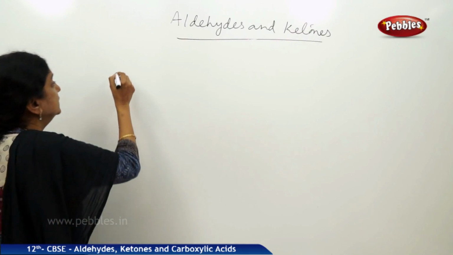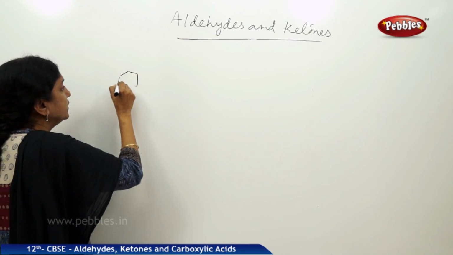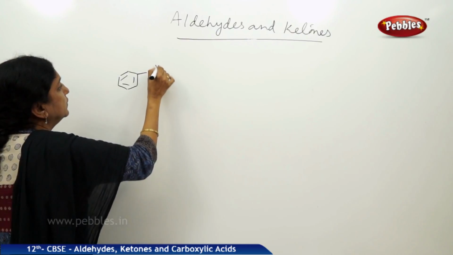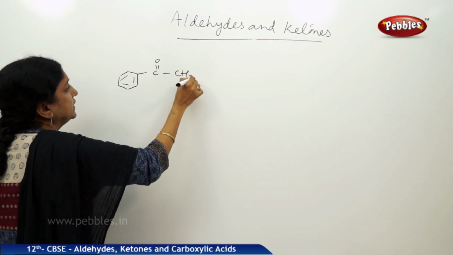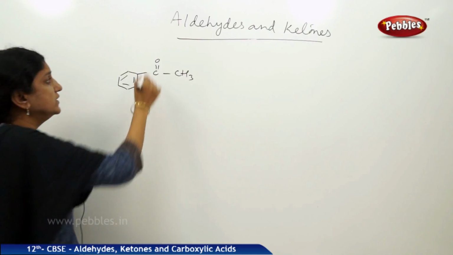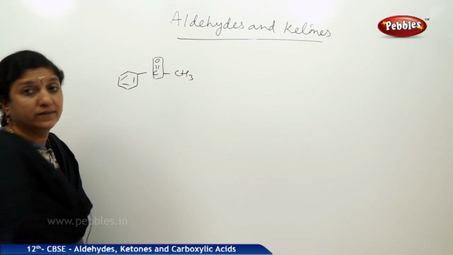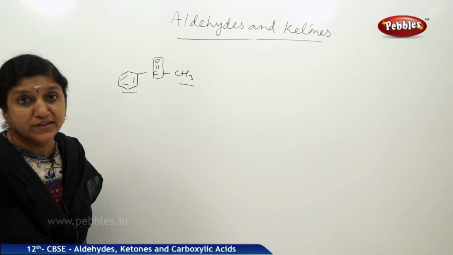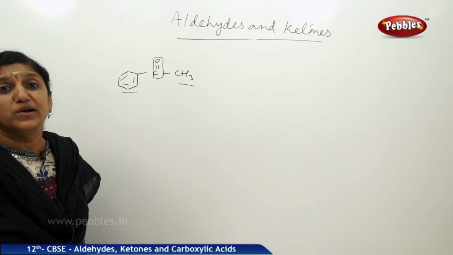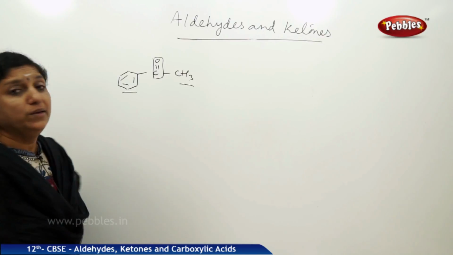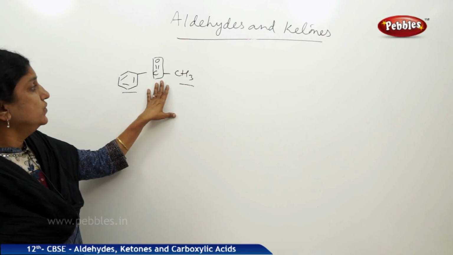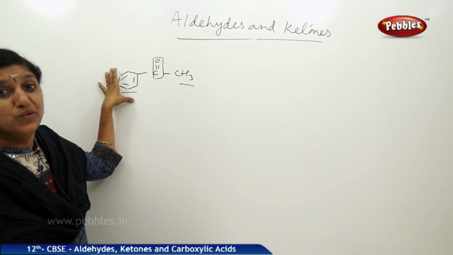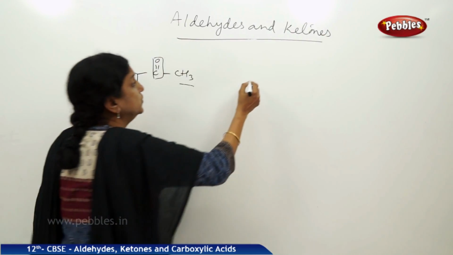For example, you can have a benzene ring and C double bond O and CH3. As you can see, there is a carbonyl group here, there is a methyl group and a phenyl group attached here. C6H5 group is called as a phenyl group. Now how do you name these? So ketones containing the benzene ring as one of the substituents are known as phenones.